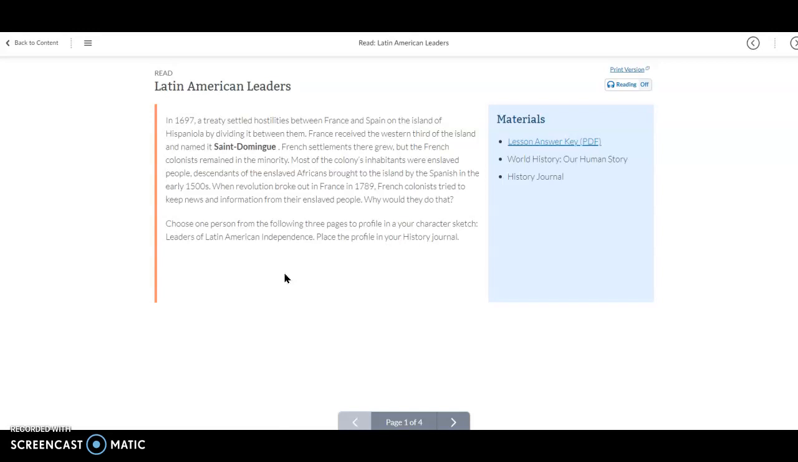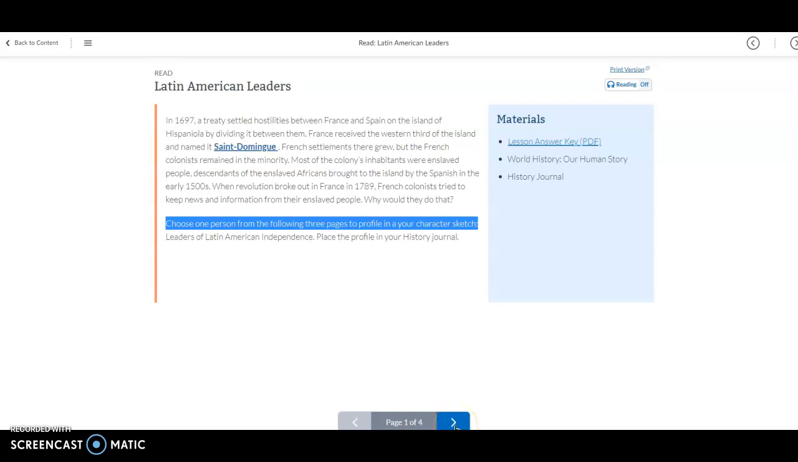Choose one person from the following 3 pages to profile in your character sketch called Leaders of Latin American Independence. And then it says to put the profile in your history journal. Actually, yes, it will be part of your history journal, but you're going to actually turn it in. So this was the part that we actually did in class today, choosing one person from the pages to profile in a character sketch.